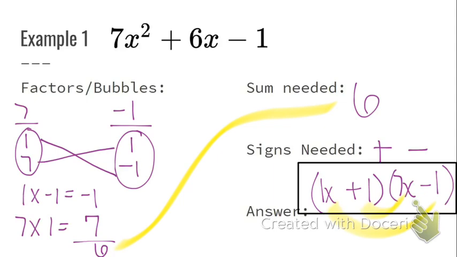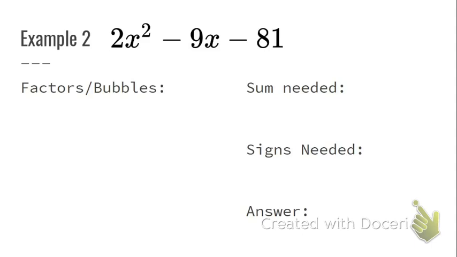Okay, let's try another one. All right, this time our sum in the middle is a negative 9, so that's the sum that we need. We're trying to multiply to a negative number in the back, negative 81, so we'll need a plus and a minus.